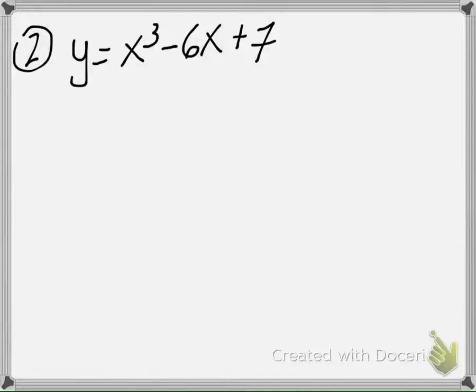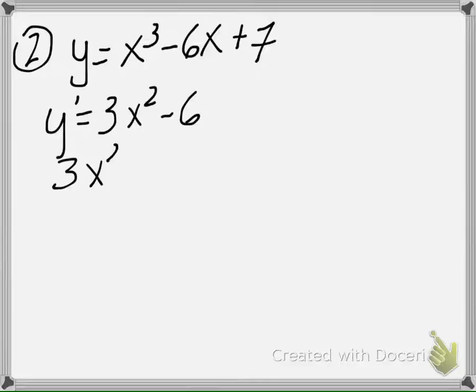Okay, this is from the sheet that says 5641. Number one we already did in class, so this is number two. And this question is asking about increasing and decreasing. So this was the function, and we're going to take the derivative. And we're going to set that equal to 0. Then we're going to solve for x.